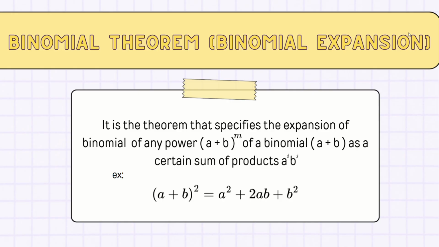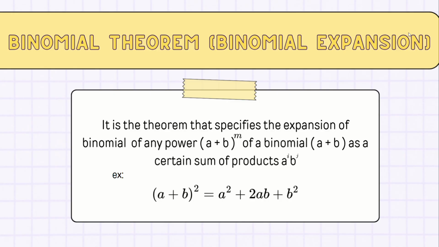First, what is the binomial theorem or binomial expansion? This is the theorem that specifies the expansion of any power m of a binomial a plus b, as a sum of products of a to the power of i and b to the power of j. We use the binomial theorem to solve any binomial more efficiently, such as (a plus b) squared, and its formula is a squared plus 2ab plus b squared.